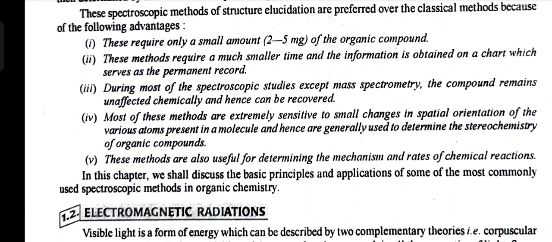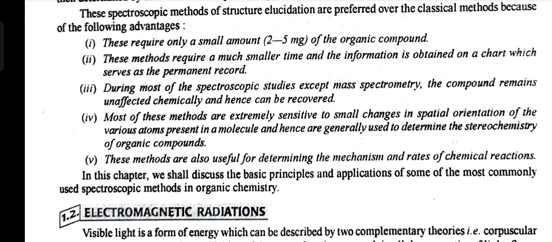These spectroscopic methods of structure elucidation are preferred over the classical method because of the following advantages. First, these require only a small amount of the organic compound. Second, these methods require a much smaller time and the information is obtained on a chart which serves as the permanent record.